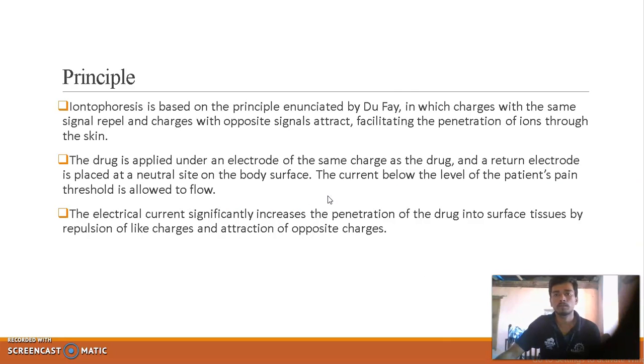Coming to the principle, iontophoresis works on the principle we have all heard: unlike poles attract each other and like poles repel each other. This is the principle which will work here.